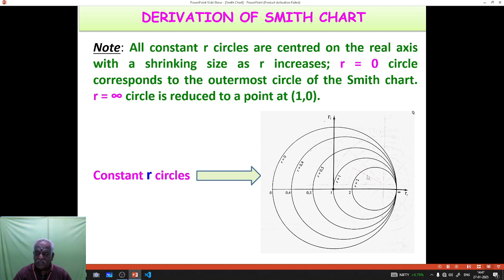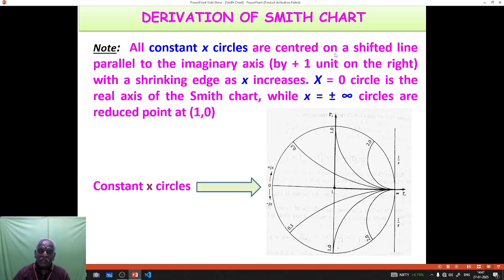So this is the reflection coefficient plane. The real axis is gamma r, and the imaginary axis is gamma I. In the reflection coefficient plane, the impedance values are mapped. So these are constant r circles.